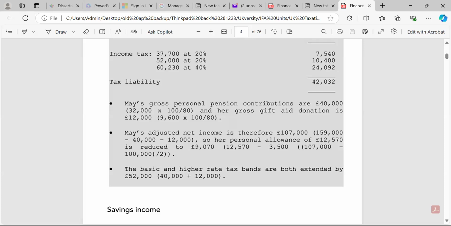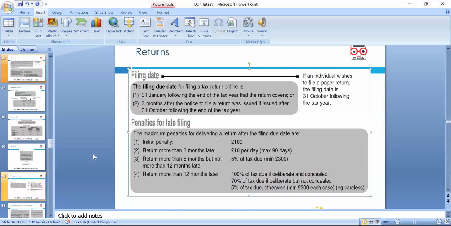Okay, so guys, that's our LO1, and these are examples. So 31st January, end of the tax, we can cover 3 months, the notice, with return 31st October. We can see an initial penalty of 110 pounds per day, maximum 90 days, 5% tax due, minimum 300, 100% tax due if deliberately concealed, 70% if deliberate but not concealed, and 5% otherwise, minimum 300. So we can look around this.